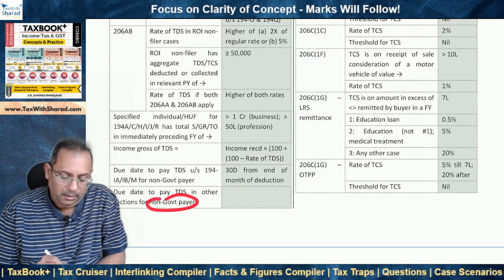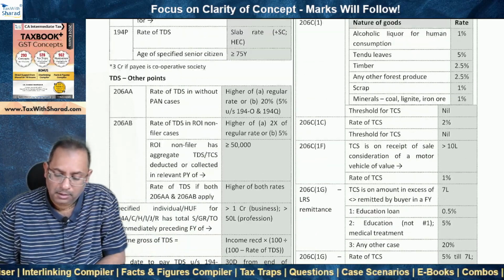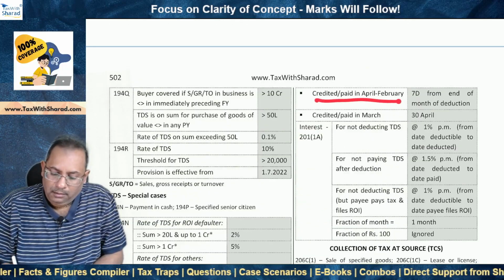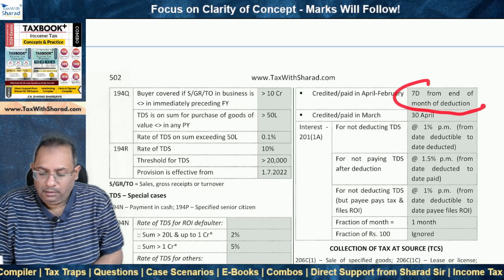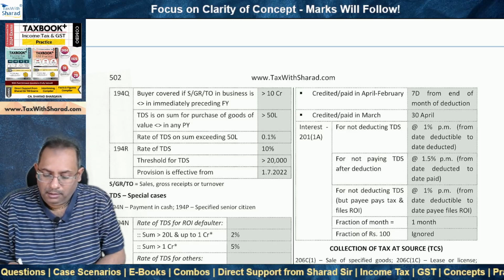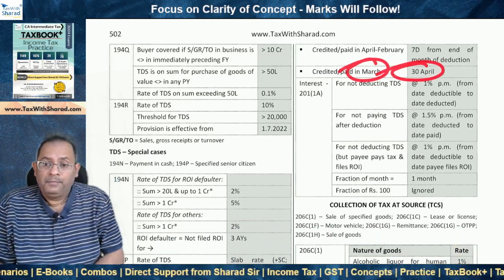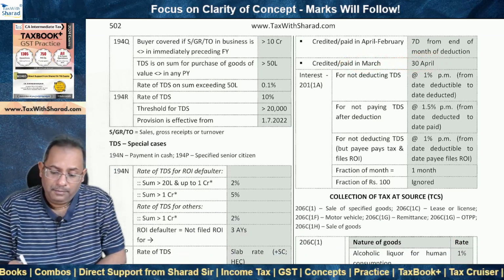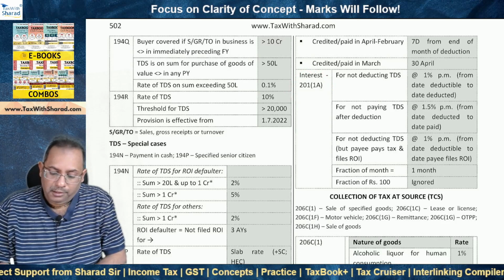And for a non-government payer, what is the due date to pay TDS in case of all other sections? When the sum is credited or paid in the month of April to February, the due date is 7 days from the end of the month of deduction. And if the amount of the sum or the income is credited or paid in March, the due date is 30th of April.